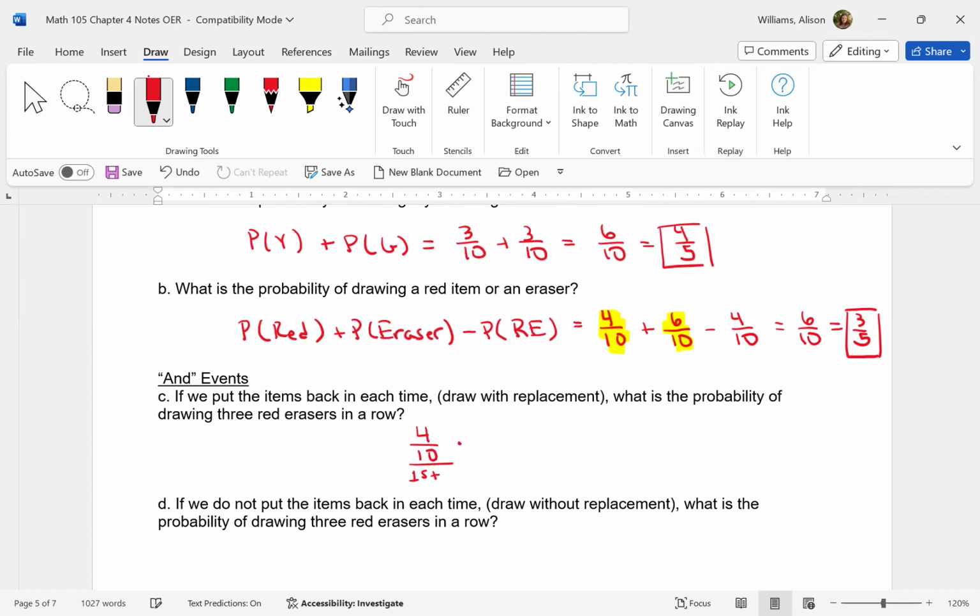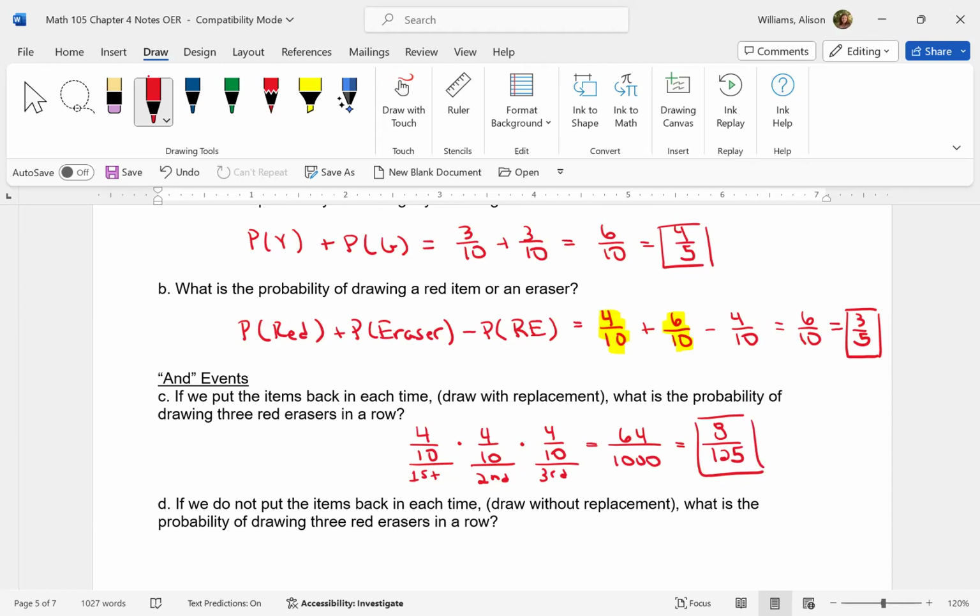Okay. The second time, so we threw that red eraser back into the bag, shook the bag up, go ahead and draw again. But now it's still 4 out of 10 because we still have 4 red erasers in the bag out of 10 items total. Okay. And then if I do it a third time, it's still going to be 4 out of 10 because I keep putting the red eraser back into the bag. So the odds of getting a red eraser remain 4 out of 10 every time. Okay, so let's see. That's 64 out of 1,000, which actually reduces to 8 out of 125.